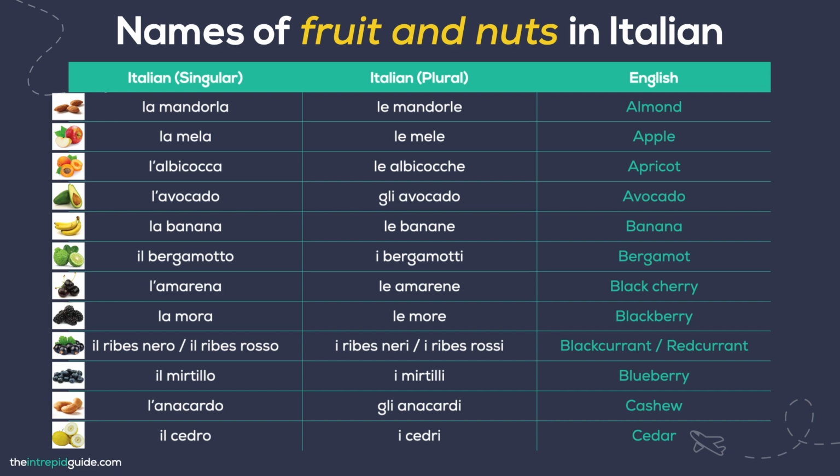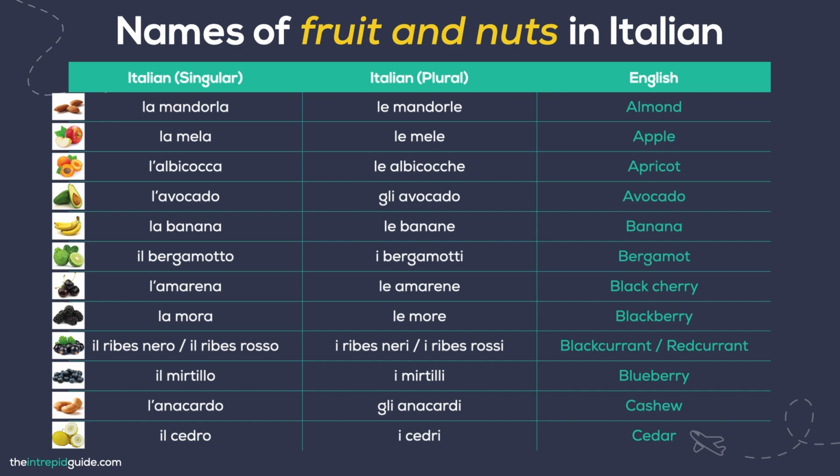L'amarena, le amarene. Black cherry, black cherries. La mora, le more. Blackberry, blackberries. Il ribes nero, i ribes neri. Blackcurrant, blackcurrants. Il ribes rosso, i ribes rossi. Red currant, red currants. Il mirtillo, i mirtilli. Blueberry, blueberries. L'anacardo, gli anacardi.